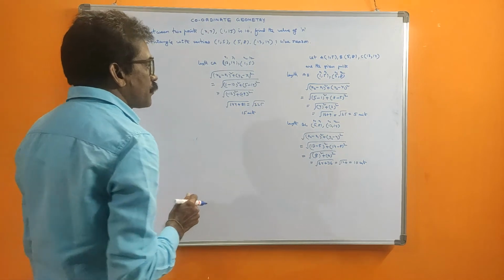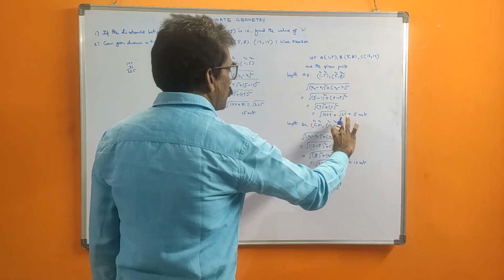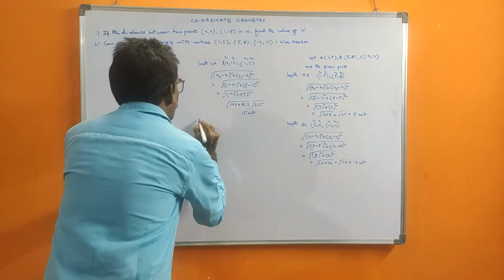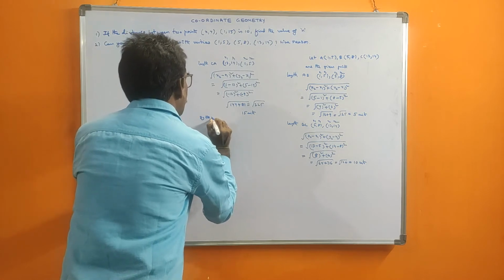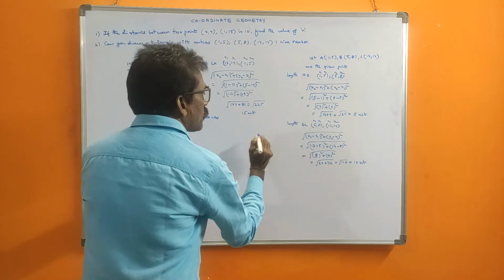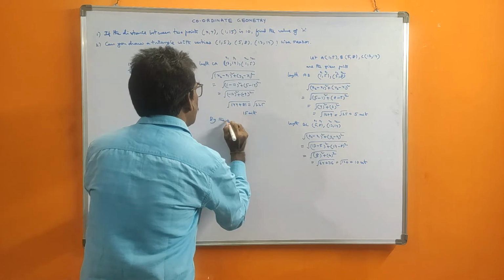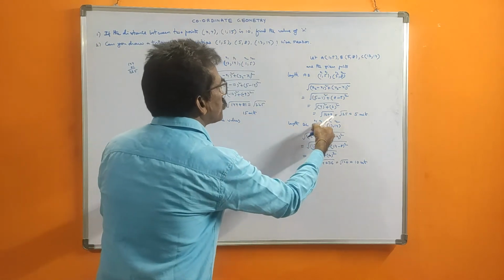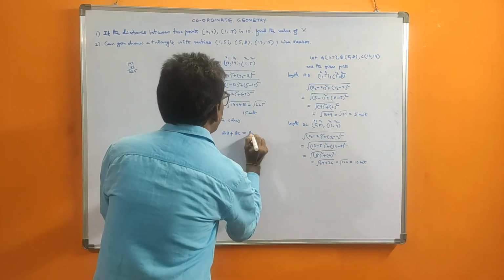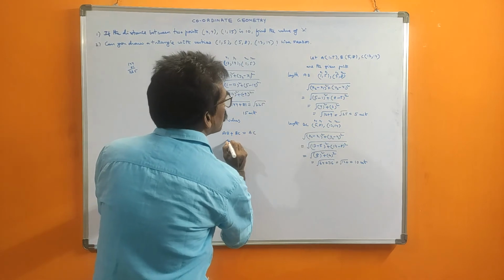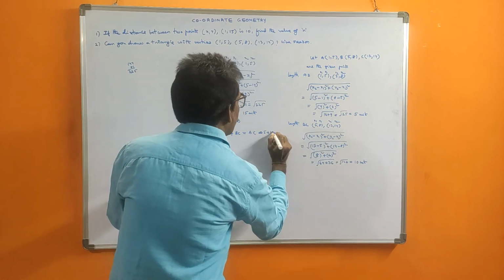Now if you observe, this is 5, this is 10, and 10 plus 5 is 15. So the sum of these two sides is equal to the third side. By the values here, what we observed, AB plus BC is equal to AC. That means 5 plus 10 is equal to 15.